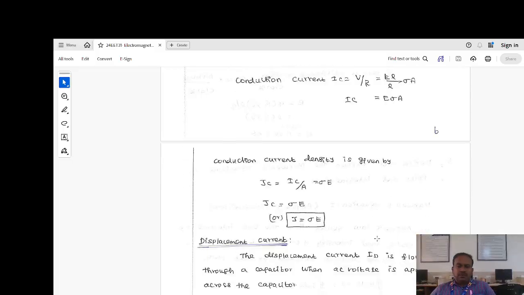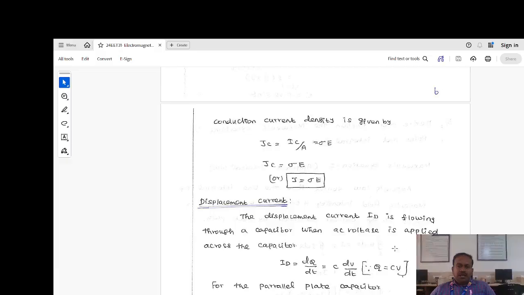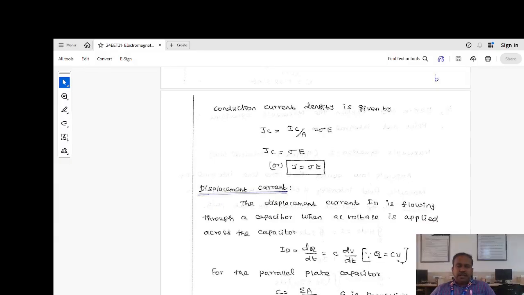Next we go with the displacement current, which we represent as ID. The displacement current ID is flowing through a capacitor when an AC voltage is applied across the capacitor. So ID equals dq by dt. Since q equals C into V, we can write the equation as C into dV by dt.